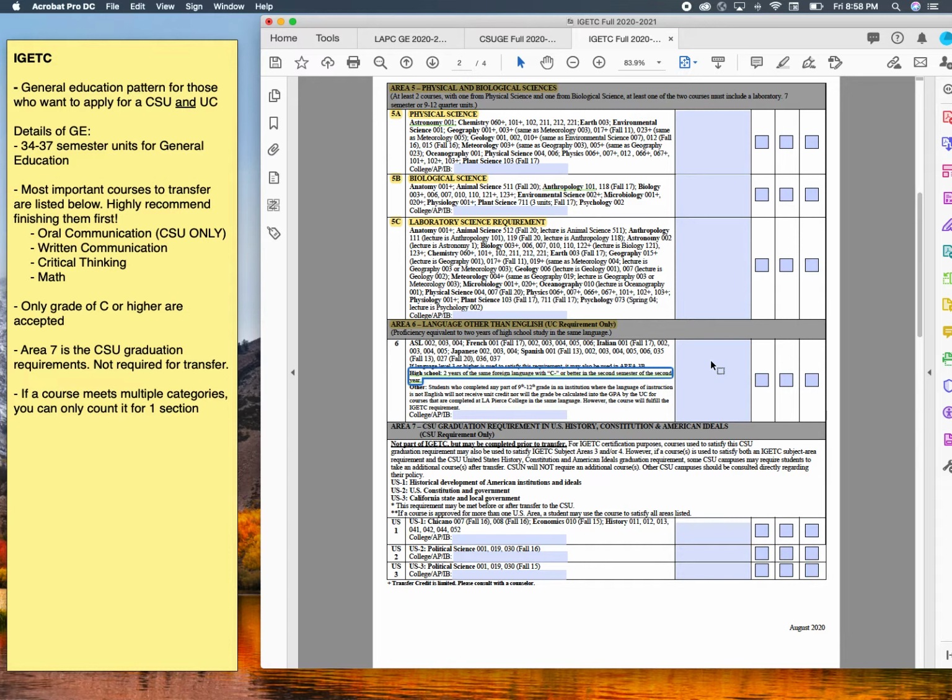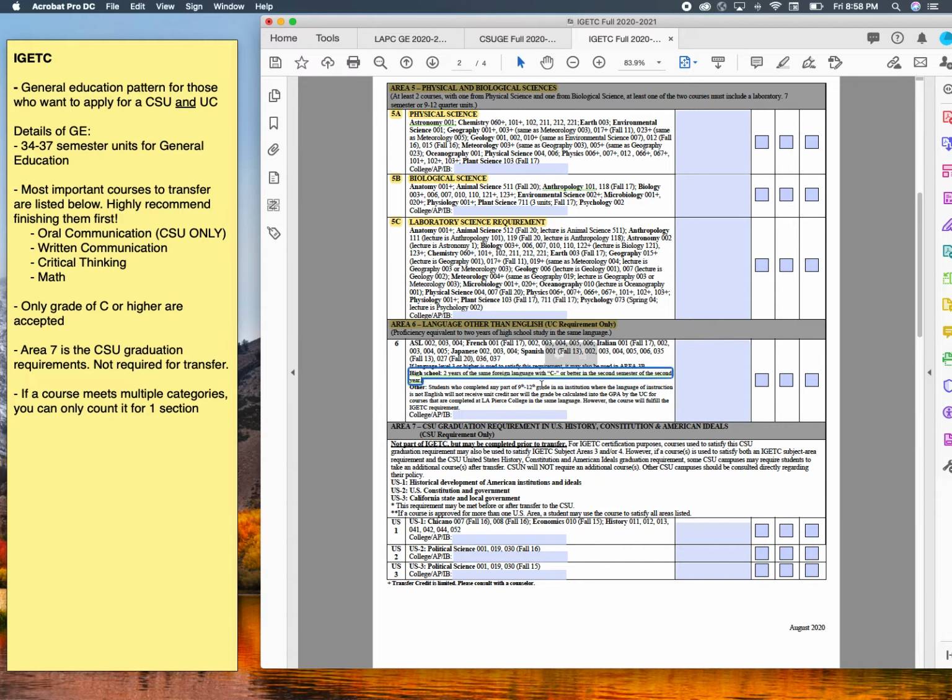This kind of confuses students a little bit when I say the second semester of the second year. Let me give you an example. If you took Spanish 1 and 2, so the second year is Spanish 2, and then you know how in high school they have first semester and second semester, it would be the second semester grade, okay? So Spanish 2B, if your grade was C minus or better, then you will meet this requirement through your high school foreign language.